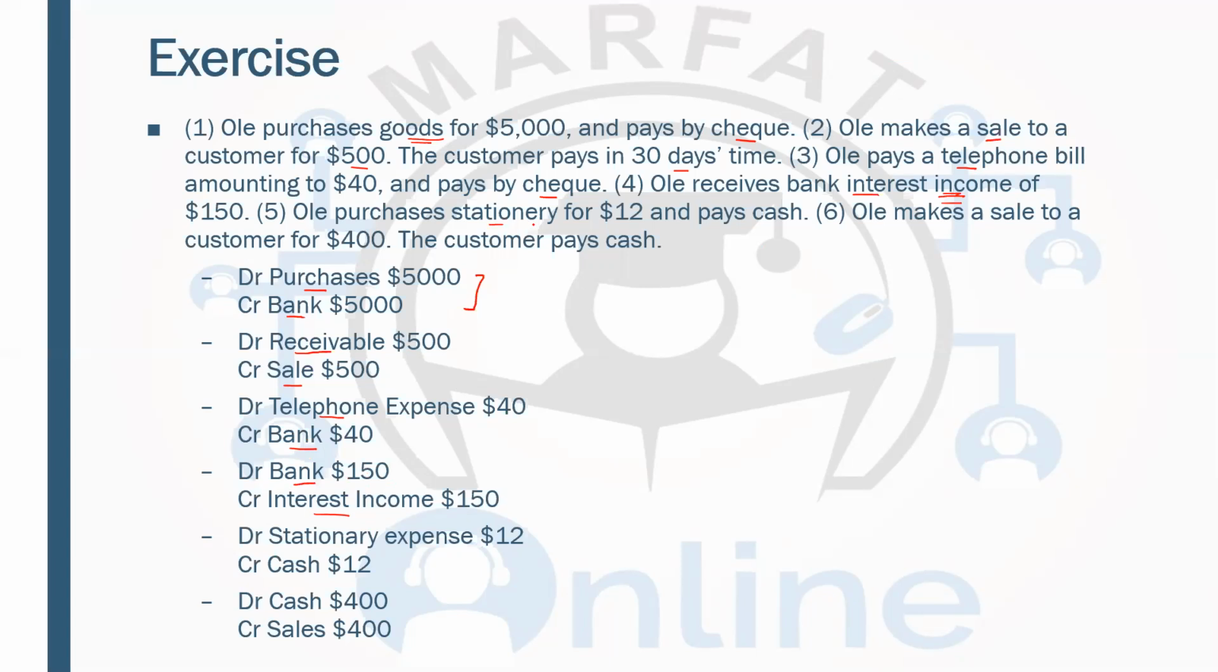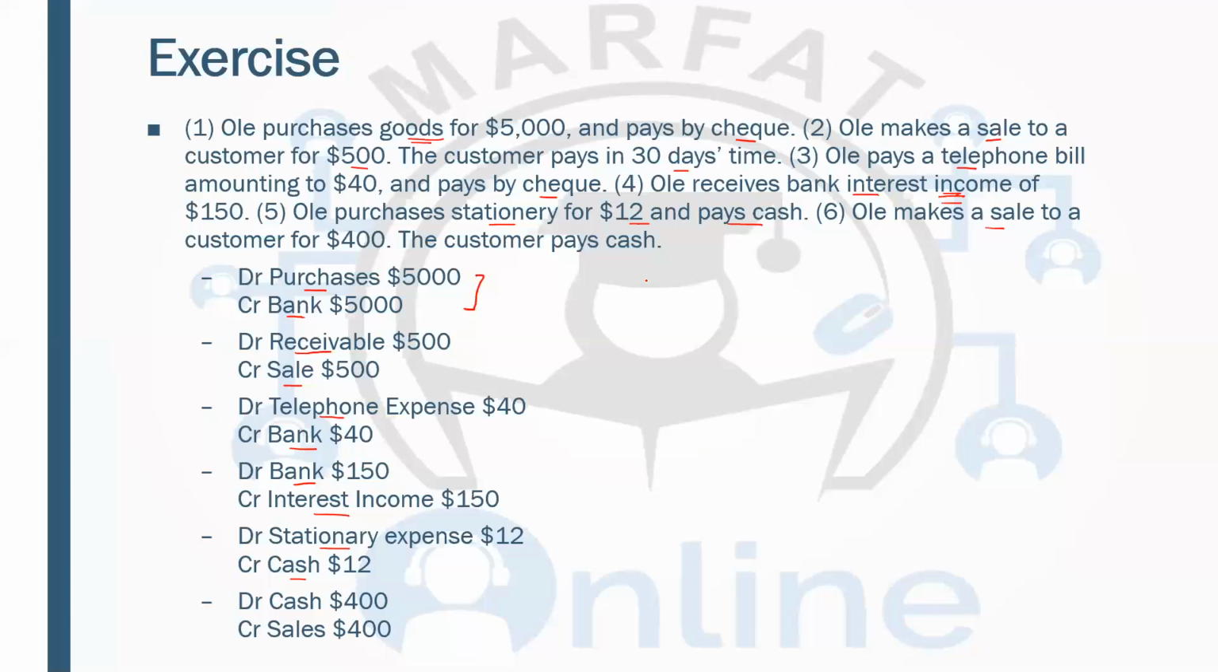Ole purchases stationery for 12 and pays cash. So stationery is the expense, so stationery expense debit and cash account credit. You can also make the bank account credit, but usually we are not paying the $12 through check. Obviously we'll be paying the cash, so it makes sense that we are crediting the cash.